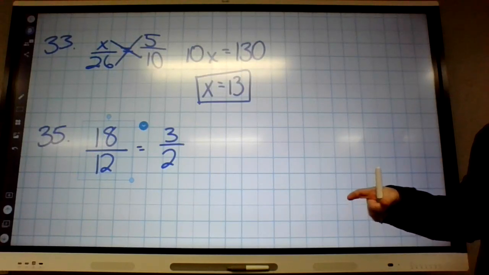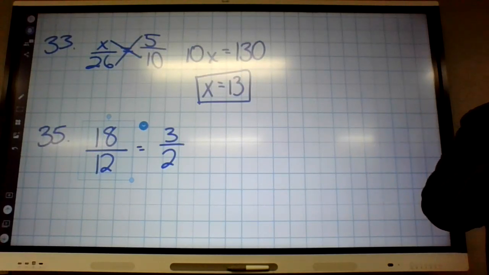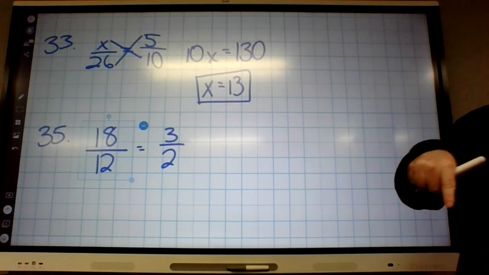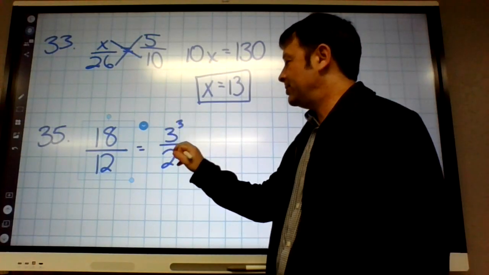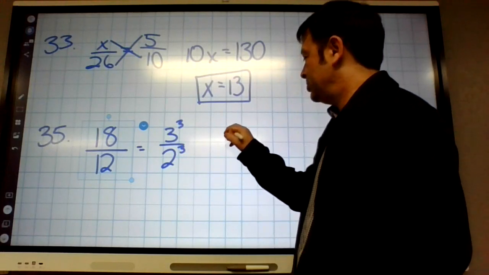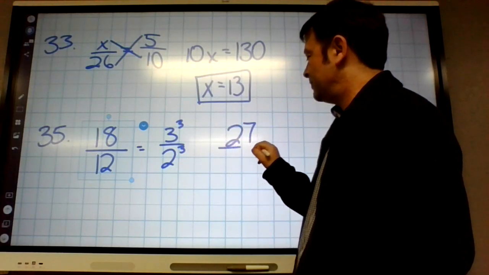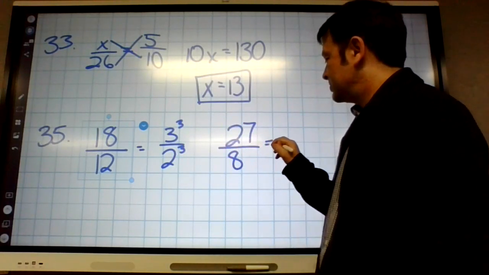But we want the ratio of volumes. So how do we turn this into a ratio of volumes? Cube it. Volumes are three-dimensional. So that's why you cube it, basically. So it's 27 over 8 is the ratio of the volumes.